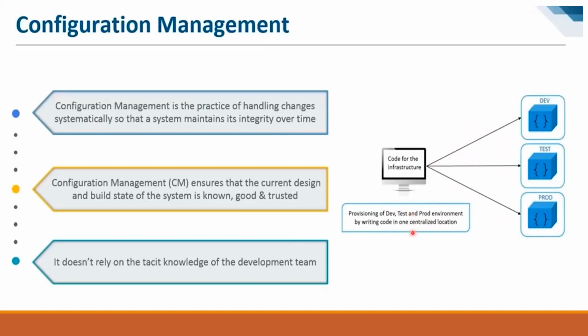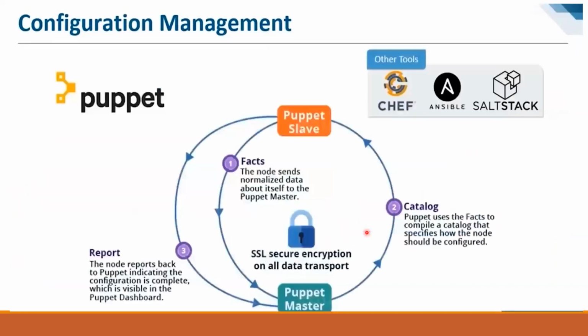So code for the infrastructure: provisioning dev, test, and prod environments by writing code. Puppet, Chef, Ansible, and SaltStack are all configuration management tools. But nowadays Ansible is the most popular configuration management tool. Why do we need Ansible? Ansible is an agentless configuration management tool.